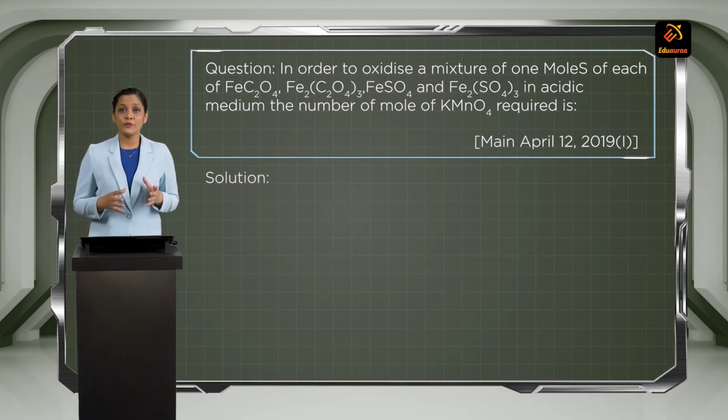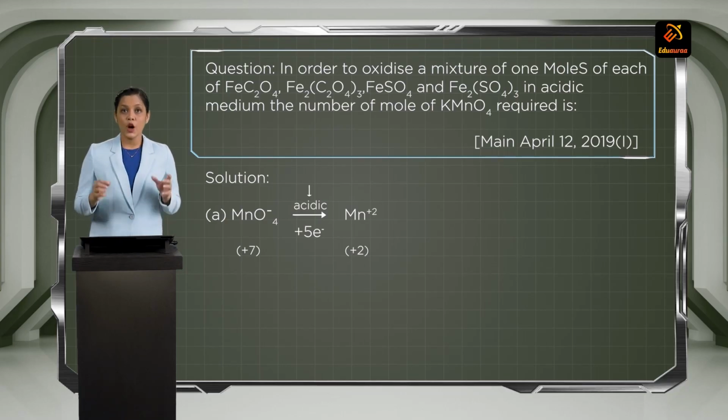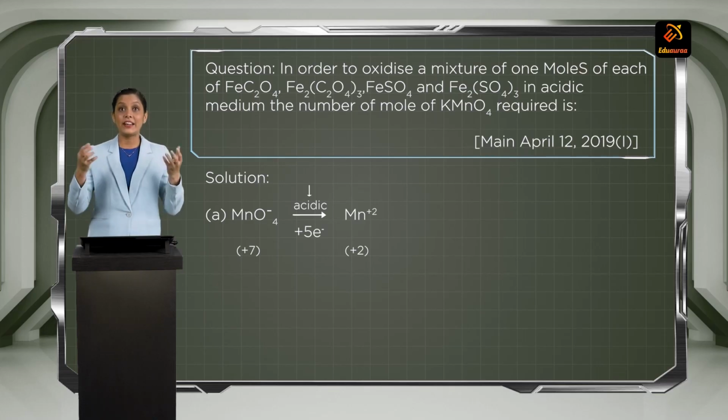Now, in order to find our correct answer, let's first work out KMnO4, that is potassium permanganate. Let's write it as MnO4 minus, that is permanganate ion. Now students, a permanganate ion in acidic medium undergoes reduction. As in, manganese from +7 goes to +2 oxidation state. That is, it gains 5 electrons.